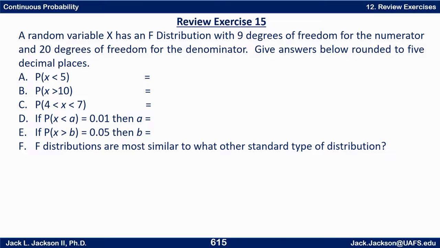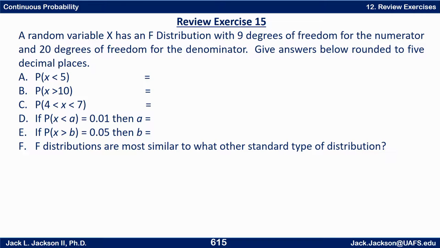The bottom question first, what F distributions are most similar to what other standard type of distribution that we've talked about? And then some probability problems. A, the probability that x is less than 5. B, the probability that x is greater than 10. And C, the probability that x is between 4 and 7. So we got a left tail, right tail, and between area there.